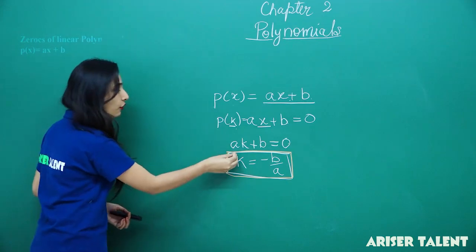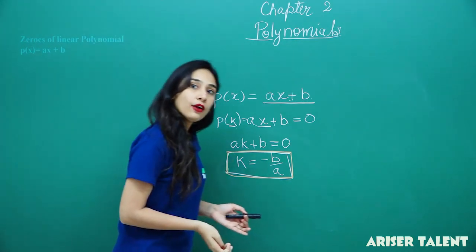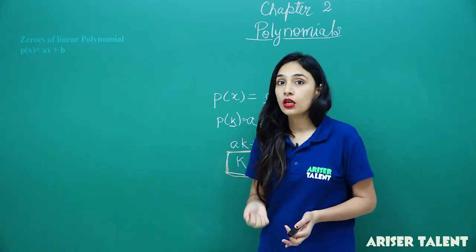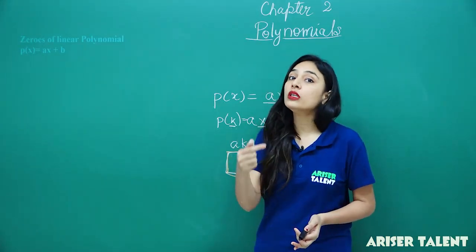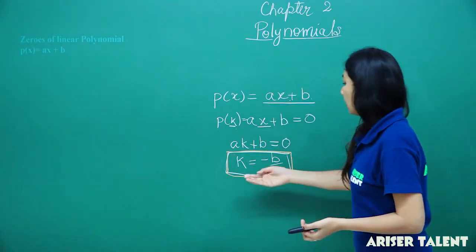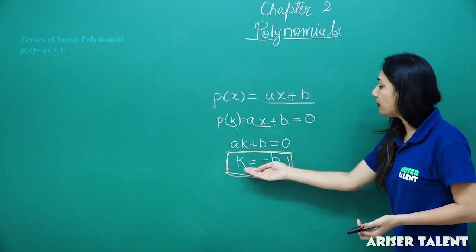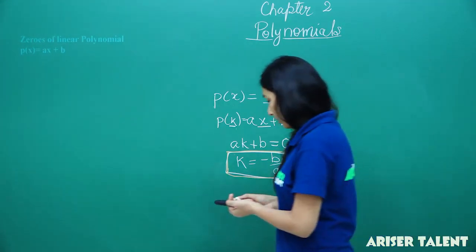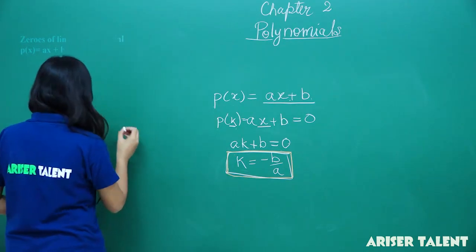So we were looking for it. If we have to find out the value of zeros of polynomial of a linear equation, then what's the value of this? This will be minus b by a. Okay. Now we can generalize it in this form also.